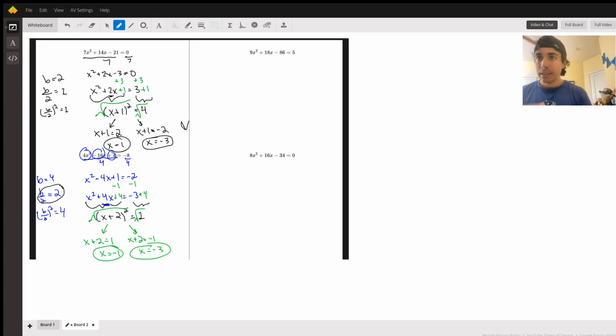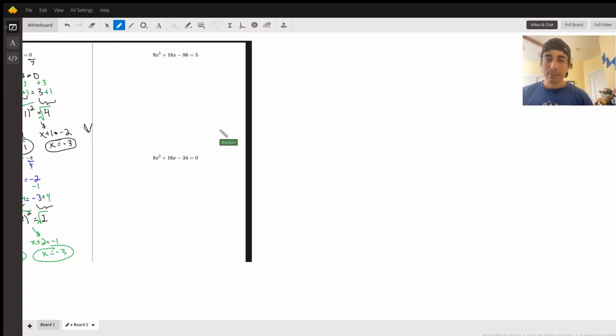All right. The last two examples are a little bit different, just because it looks like some fractions might get involved. But we're going to go step by step and see what happens. Okay, so again, first step, we're going to divide both sides by 9. Okay, so 9x squared divided by 9 is 1x squared.